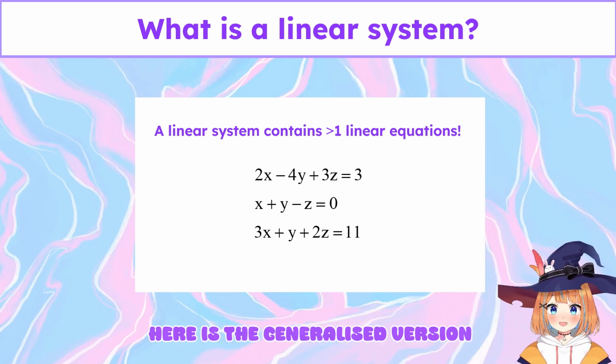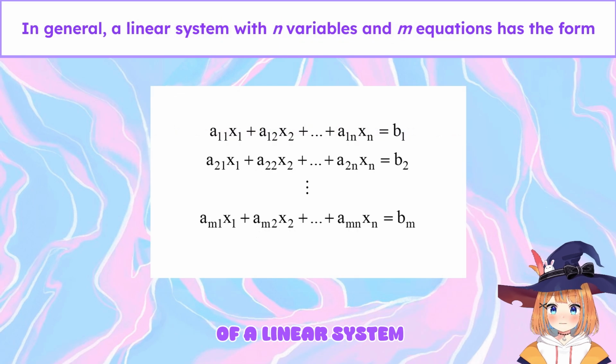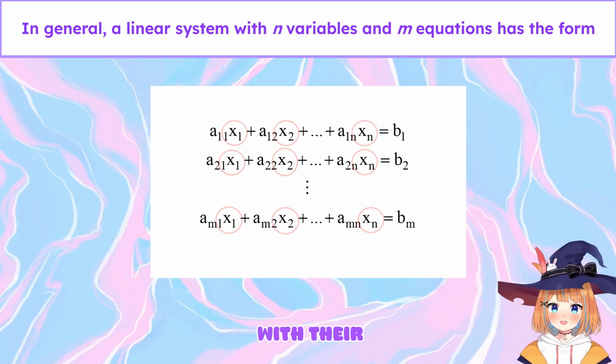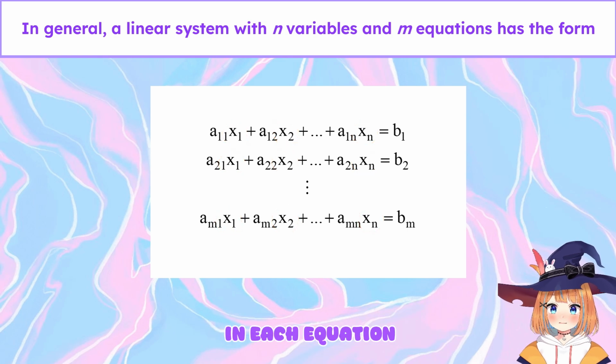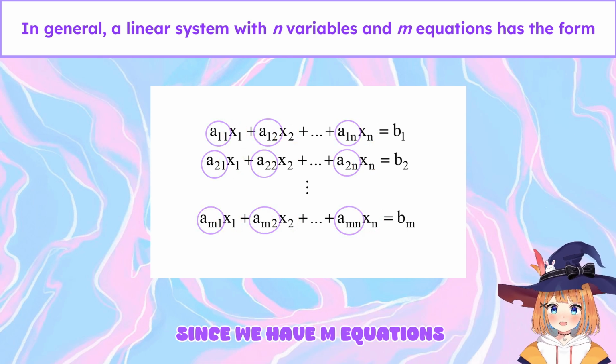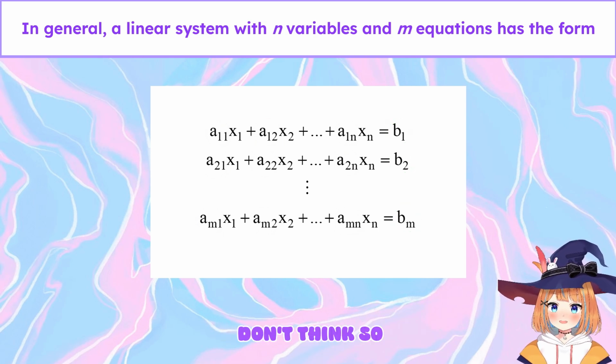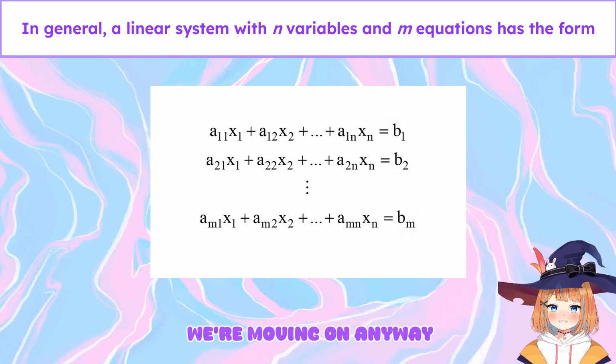Here's the generalized version of a linear system. In general, a linear system with n variables and m equations has the following form. We have variables x1 to xn with their corresponding coefficients in each equation. Since we have m equations, we will make m copies of the linear equations equating b1 to bm. Got it? Don't think so, but we're moving on anyways.